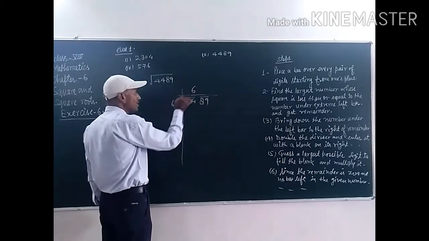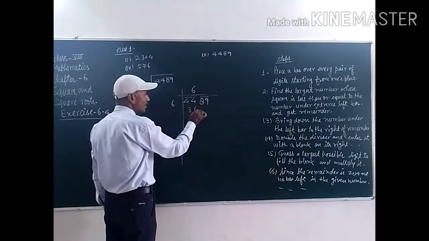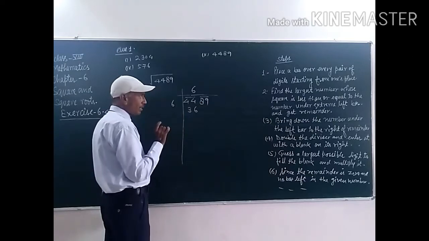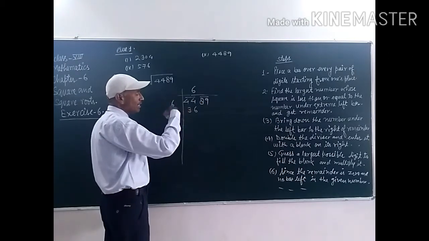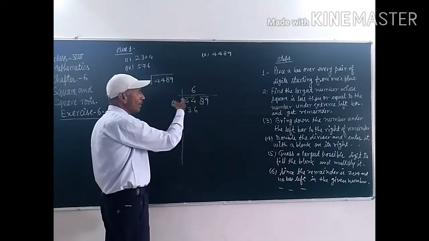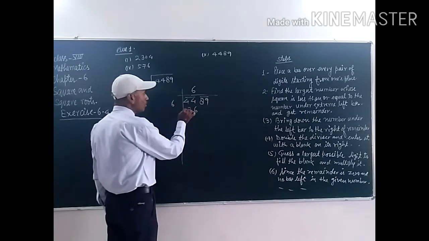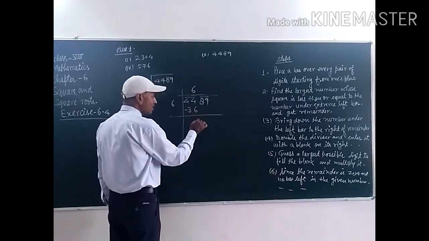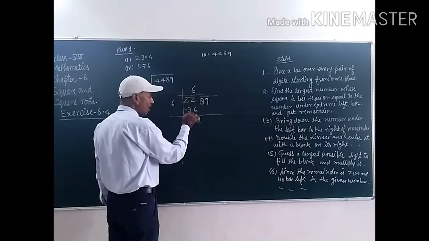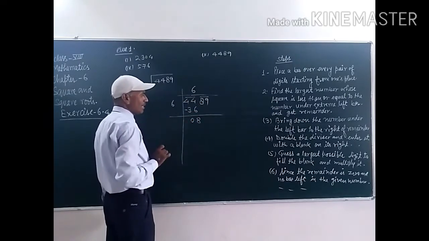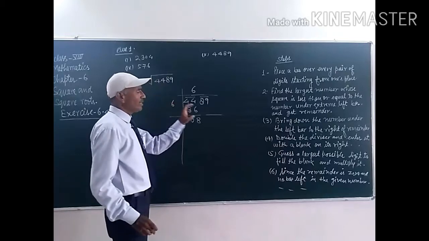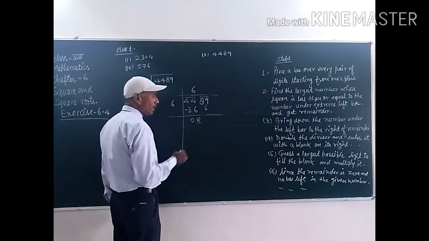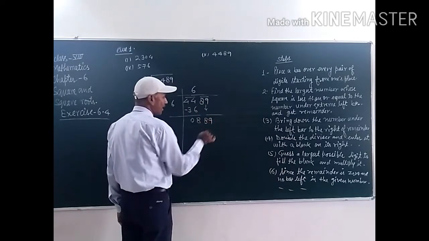Now multiply 6 sixes are 36. Clear student? It is less than 44, and the square of 7 is more than 44. So we have taken 6. Now subtract: 14 minus 6 is 8, and 3 minus 3 is 0. This number is 8. Now in the third step, we put down the next pair to the right of the remainder, that is 89.